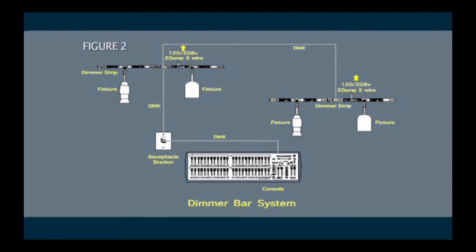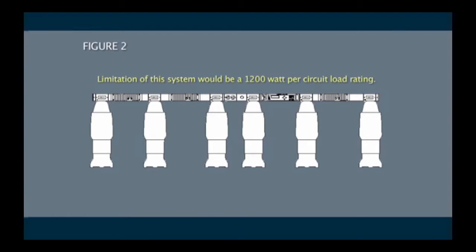Figure 2 represents a lighting system using dimmers built into a connector strip. This design is desirable for a dimmer per circuit application. Limitation of this system would be 1200 watts per circuit load rating.